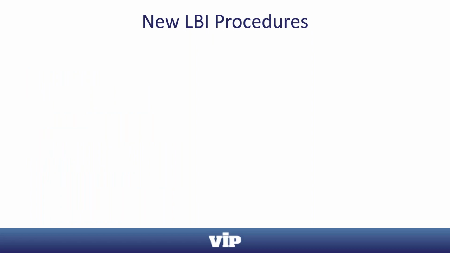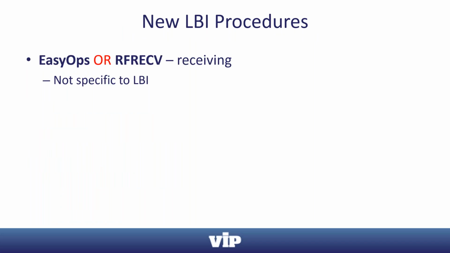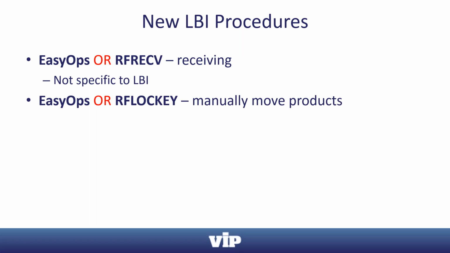Something else I wanna talk to you guys about is introducing you to some of the new terms that are going to pop up when you start LBI, or really new procedures, honestly. Those things that you're going to need to be using when you turn LBI on is some sort of receiving program out in the warehouse. It's going to make everything a lot easier for you. We have Easy Ops, and then for those of you still using RF, we have RF Receive. Not something you have to be doing with LBI, so this could be some precursors to getting you ready to make that jump. There's also manually moving products. You're going to need to be able to move products from A to B and tell the system basically that this is what I did.